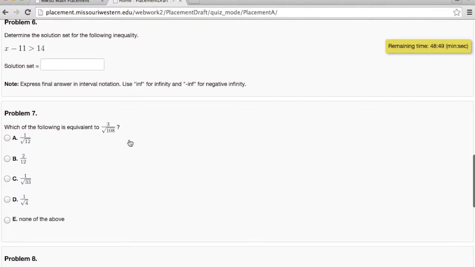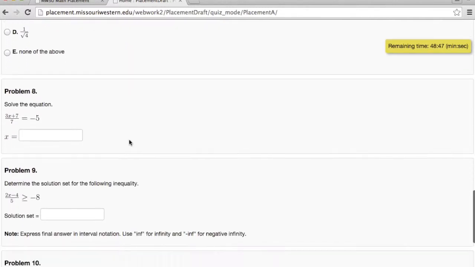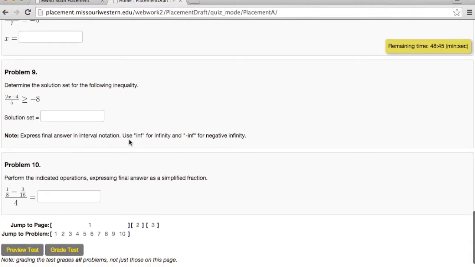Some questions are also in interval notation. Here, after we multiply up the 5, it's going to be negative 40. We can bring over the 4, which is going to be negative 36, and divide by the 2, which is going to be x greater than or equal to negative 18.